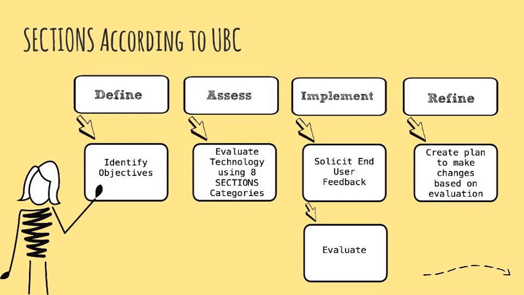UBC's Centre for Teaching, Learning and Technology has developed a process for assessing technology using the SECTIONS model. It is comprised of 4 parts: define, assess, implement, and refine.